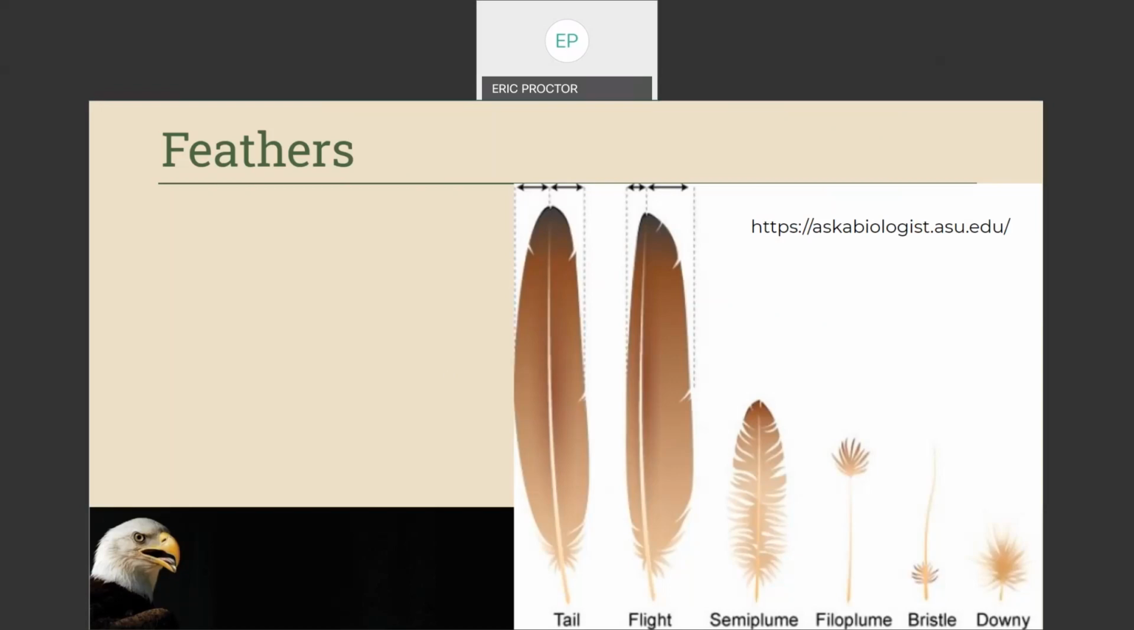Filoplume feathers can be found around the tail and flight feathers. They also serve a sensory function and may help the bird fly more efficiently and also tell the bird when its feathers need to be maintained.